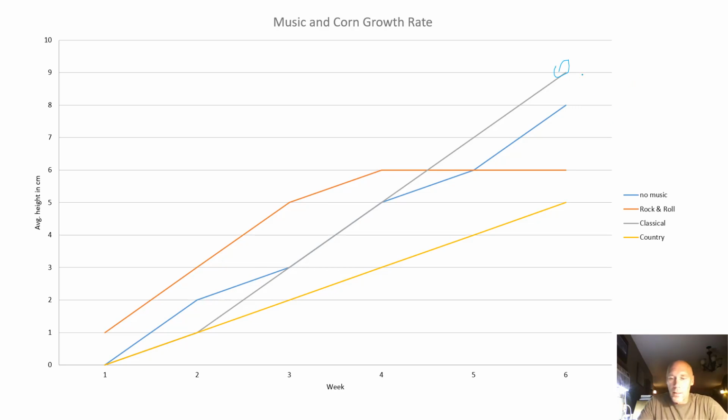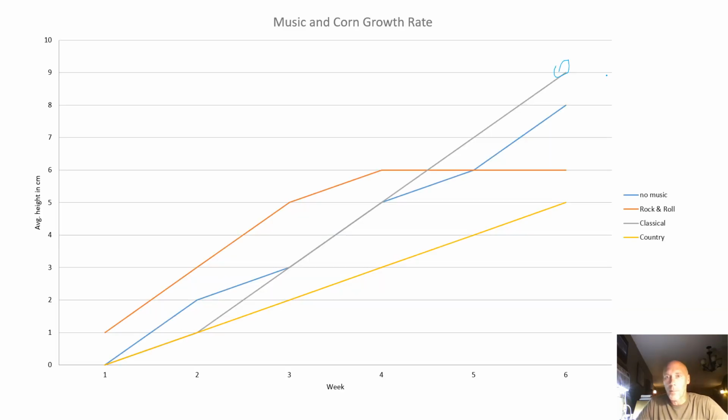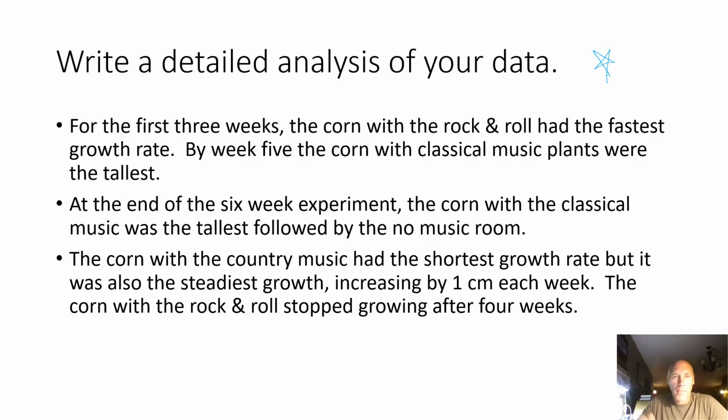Okay, the next step, write a detailed analysis of your data. This is where most high school students in 9th grade stumble. They end up just doing this for their analysis. They just say, the group with classical grew the tallest, and then they're done. That's not an analysis. An analysis goes into much greater detail. It looks at all aspects of it, okay?